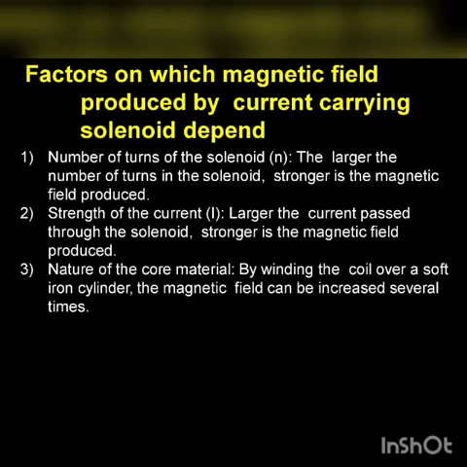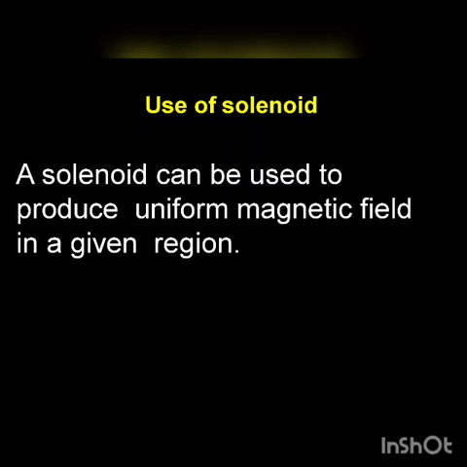Nature of the core material. By winding the coil over a soft iron cylinder, the magnetic field can be increased several times. Use of solenoid: a solenoid can be used to produce a uniform magnetic field in a given region.